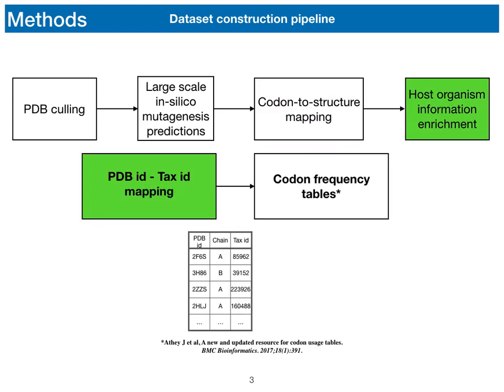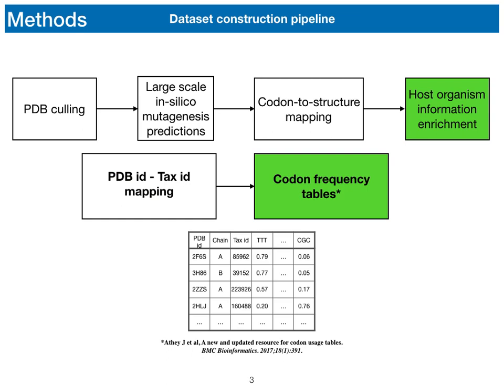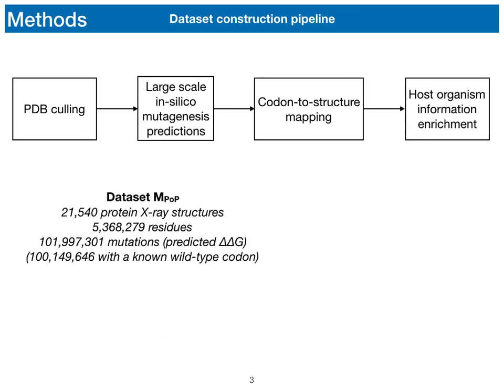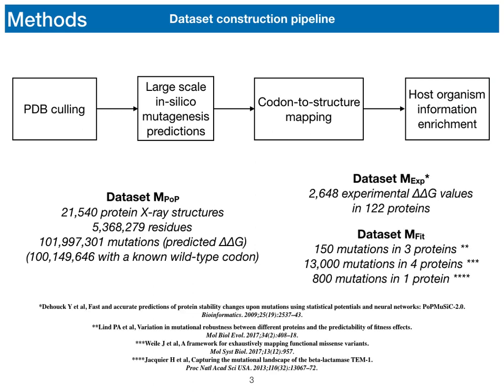Finally, we added the codon usage frequencies of the host organisms of each protein by finding their taxonomic identifier and then using the HIVE-CUTs database. So this pipeline left us with a dataset of more than 100 million mutants with known wild-type codon. And in addition, we considered a dataset of 2600 experimentally characterized stability changes for validation purposes, as well as a dataset of experimental fitness change values from 3 different studies.